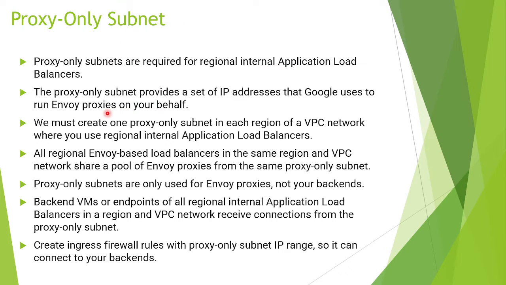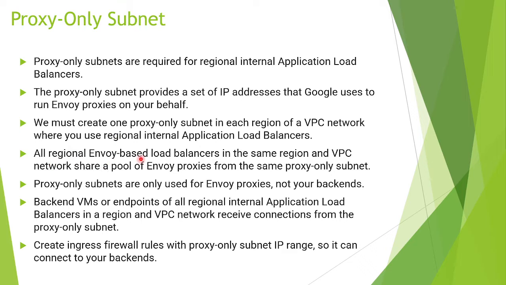The proxy-only subnet provides a set of IP addresses that Google uses to run Envoy proxies on our behalf, and we have to create one proxy-only subnet in each region of the VPC network. If you are creating internal load balancers in 3 or 4 regions, you need a specific subnet in each of those regions. You cannot use the Mumbai region subnet in any US region. It is region specific.